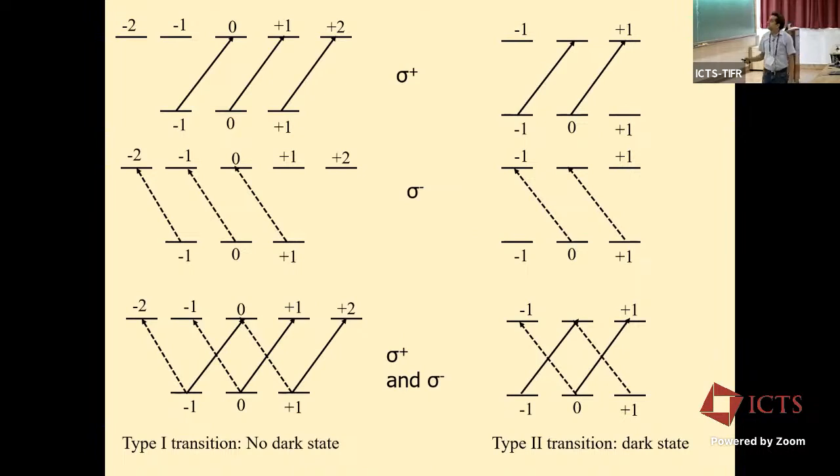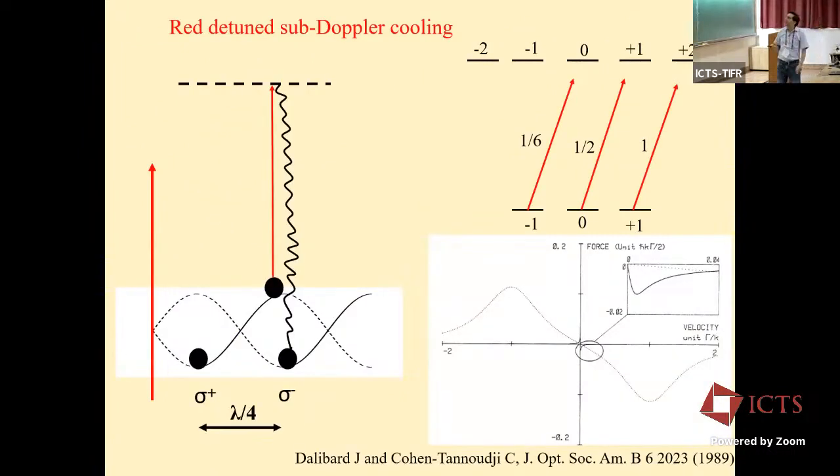in type 1 transition, we have no dark state. In type 2 transition, we have a dark state, and that is the root cause for sub-Doppler cooling working with blue detuning. And this is very well known, red detuning sub-Doppler cooling, which is very well explained by this paper. And this is one of the important works for which Cohen-Tannoudji got the Nobel Prize.